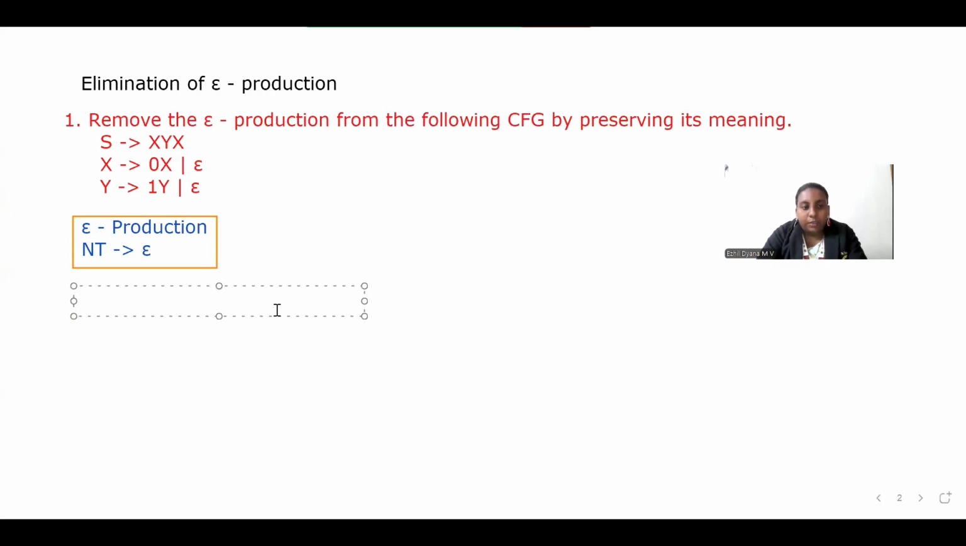I'm going to consider the first production. S tends to xyx. Write whatever production is given here as it is. Now I'm going to substitute x tends to epsilon, which means substituting epsilon in place of x in the particular production rule. First I'm going to substitute epsilon in place of the first x. Epsilon means it's an empty string. So if I substitute epsilon in this place, my production rule will be yx. This will be my production.